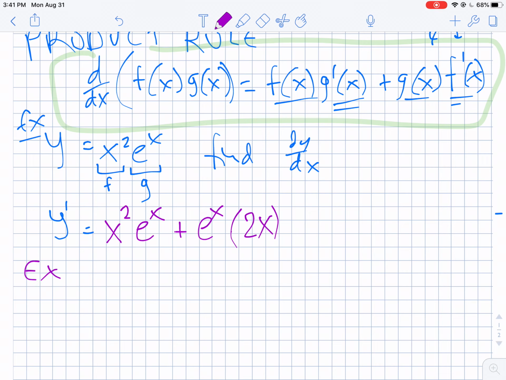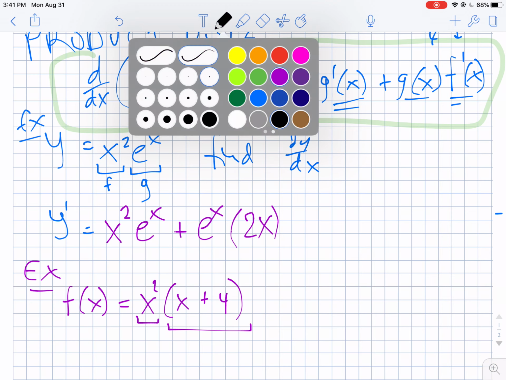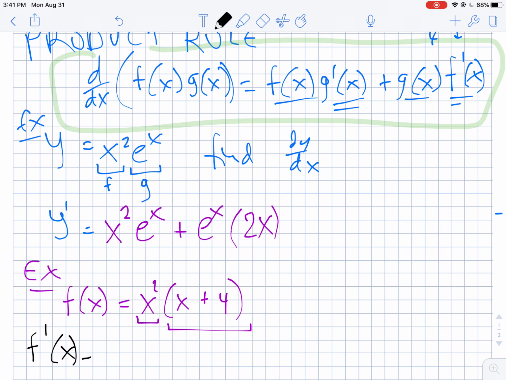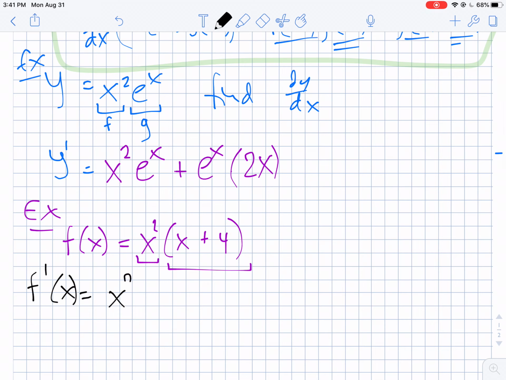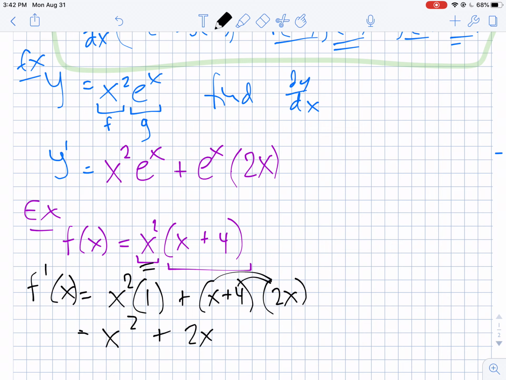Okay, let's look at another example. Suppose I tell you f of x equals x squared times x plus 4. In this case, the x squared is your first function, and the x plus 4 is the second function. So when I take my derivative, I have the first function, x squared, times the derivative of the second: the derivative of x is 1, the derivative of 4 is 0. Plus x plus 4 times the derivative of x squared, which is 2x. If I wanted to clean this up a little, which you don't necessarily have to, this is x squared plus, and then you distribute this out, 2x squared plus 8x, which you could write as 3x squared plus 8x.